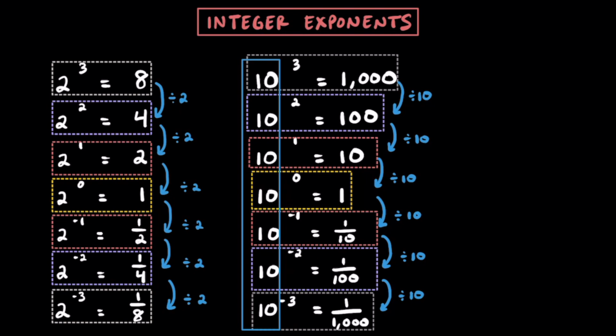And so the pattern is here, as the exponents decrease by 1, the values become 10 times smaller. On the flip side, as the exponents increase by 1, the values become 10 times bigger.